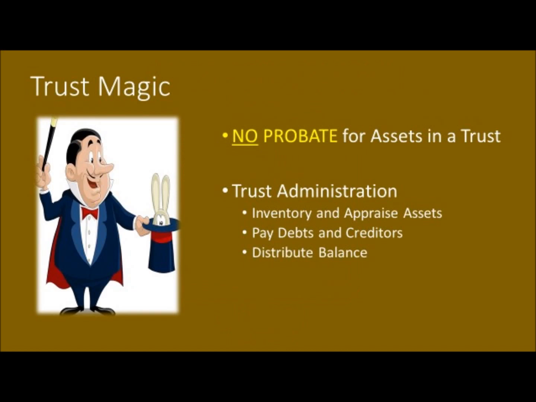Now, the magical component to a trust is that California probate law says that no probate is required on assets that are in a trust. So if we have a person that passes away, the idea of the trust is that the assets in the trust will not have to go through a court probate process. So that's generally good news to everybody.